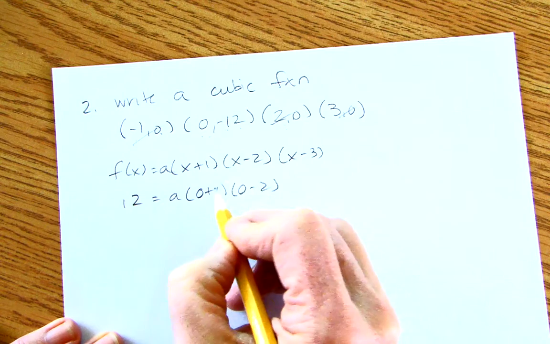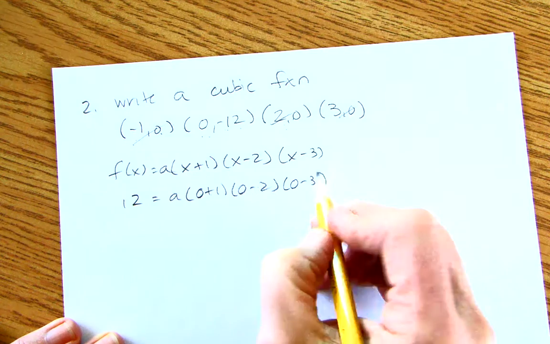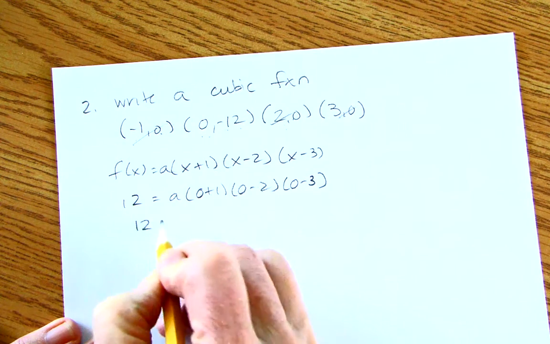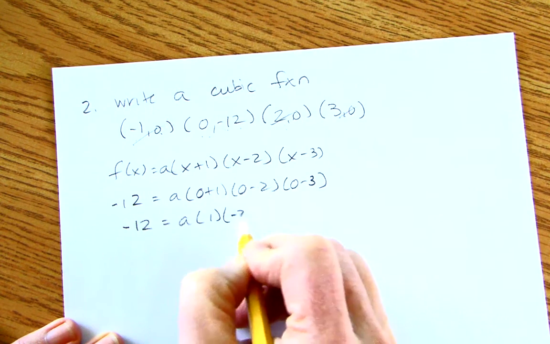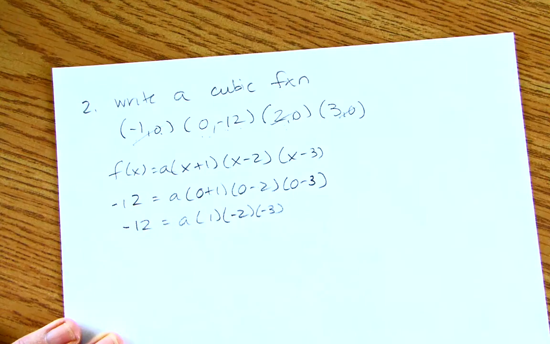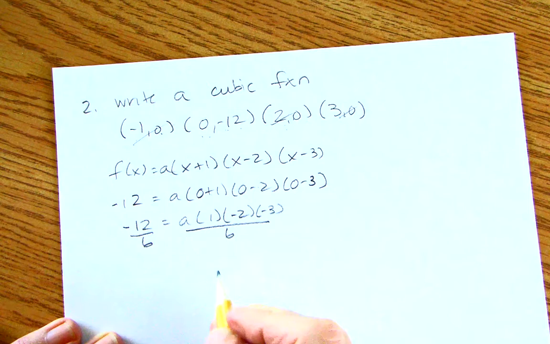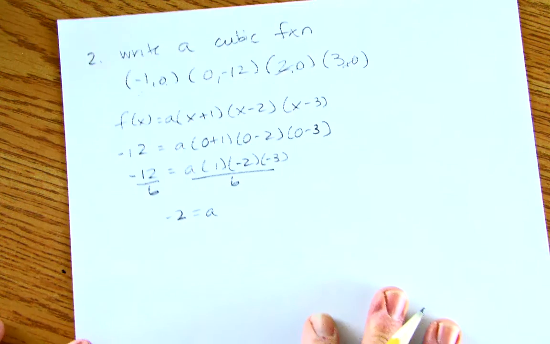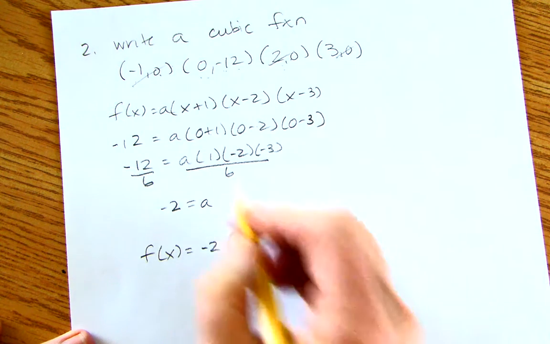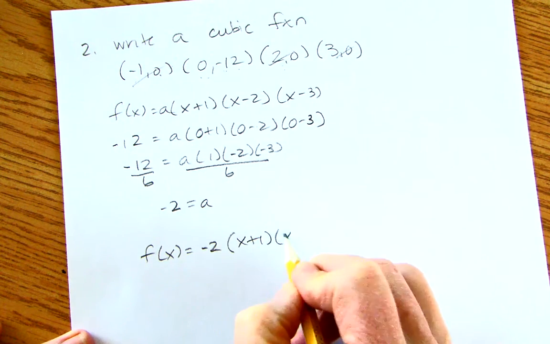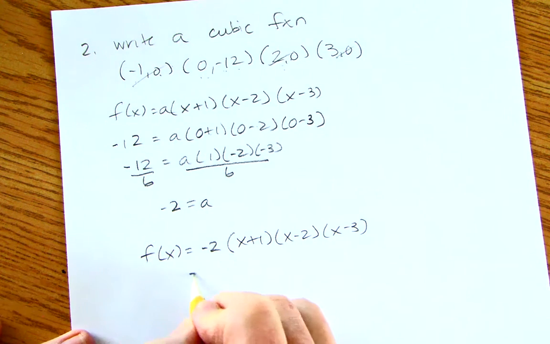And you could just write 1, negative 2, negative 3. But I'm just being very intentional about where these numbers come from. So, oops, that's a negative 12. Negative 12 equals a times 1 times negative 2 times negative 3. So again, to get a by itself, I'll divide by 6. And I get a is negative 2. So I know that f of x has a leading coefficient of negative 2 with factors x plus 1, x minus 2, x minus 3.